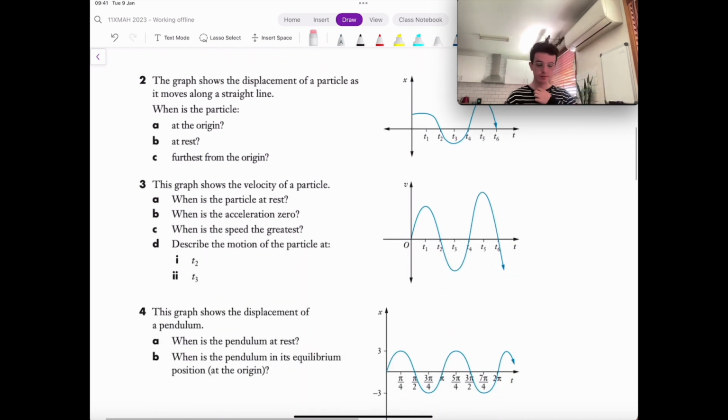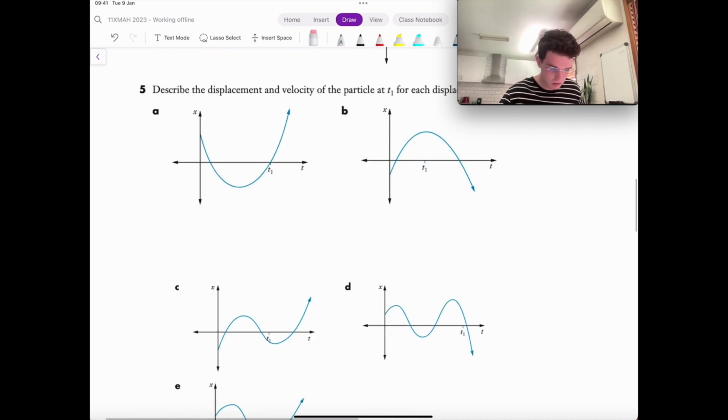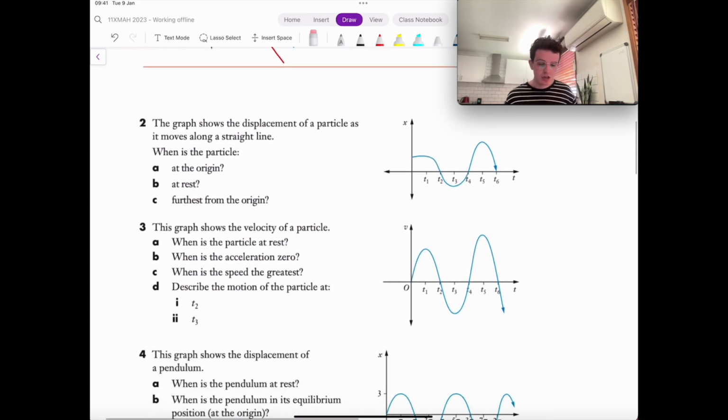Question number 2. How many of these do we have? Okay. The graph shows the displacement of a particle as it moves along a straight line. When is the particle at the origin? Well, the origin is going to be, this is x along here. So the origin is going to be T2, T4, and potentially T6, but we can't see that.